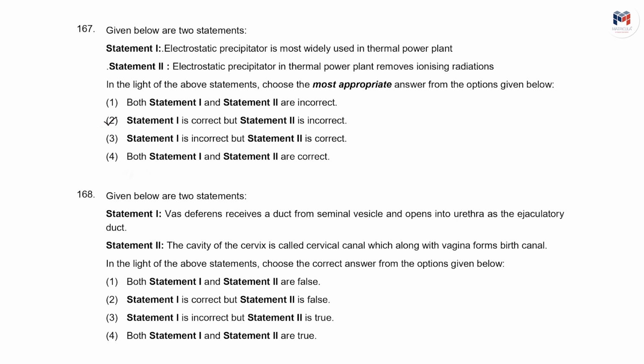Question number 168. Given below are two statements. Statement 1. Vas deferens receives a duct from seminal vesicle and opens into urethra as ejaculatory duct. Statement 2. The cavity of cervix is called cervical canal, which along with vagina forms birth canal. In the light of the above statements, choose the correct answer from the options given below. The answer is option number 4. Both statement 1 and statement 2 are true.